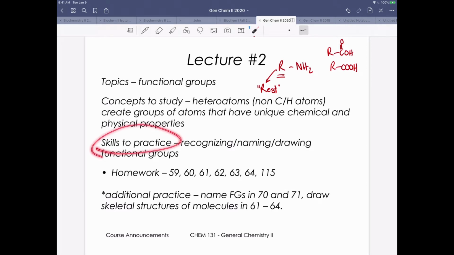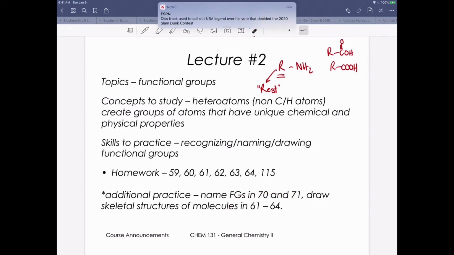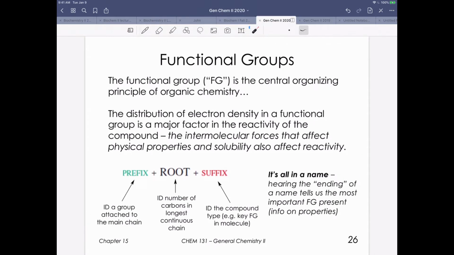So again, skills that you're going to practice, activities that we'll work on in this section are learning how to recognize and name functional groups or drawing molecules that have specific functional groups. So a little bit of a laundry list of problems to help you practice that. And in addition, I'm going to encourage you to look at problems 70 and 71 and name the functional groups that are there. And then as a way to practice our skills from our first learning unit, try drawing skeletal structures of the molecules that are shown in problems 61 through 64. All right, so this is actually going to be a pretty short introduction, and then we'll practice some problems. So not as long of a video here as we had for learning how to draw.